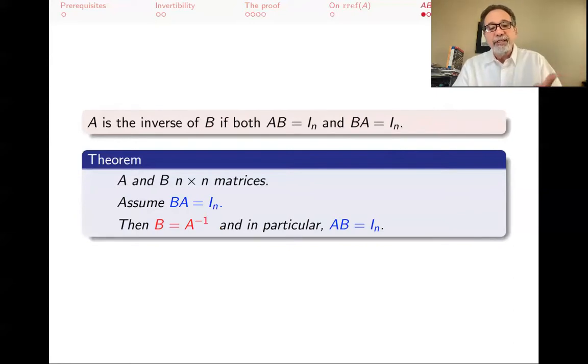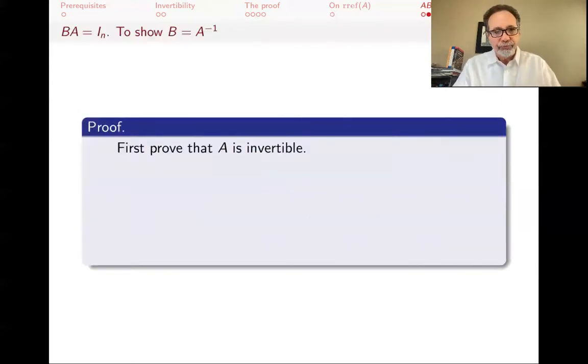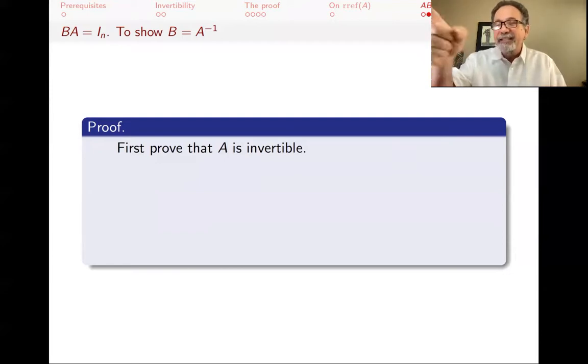When you say B is A inverse, you mean that the other one, AB, is also the identity. And so if you know one, you know the other. So let's try to prove that. BA is the identity, and I'm trying to prove to you that B is A inverse. But I'm going to do it in two steps. First, I'm going to prove that A is invertible. Maybe B is not its inverse, but A is invertible. So these two matrices walk through the door, A and B, n by n matrices. All I know is BA is the identity. For all I know, neither one of them has an inverse, let alone being each other's inverses. So the first thing I'm going to prove is that the A guy is invertible.